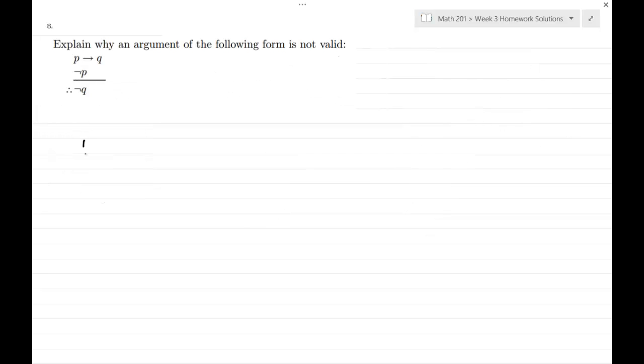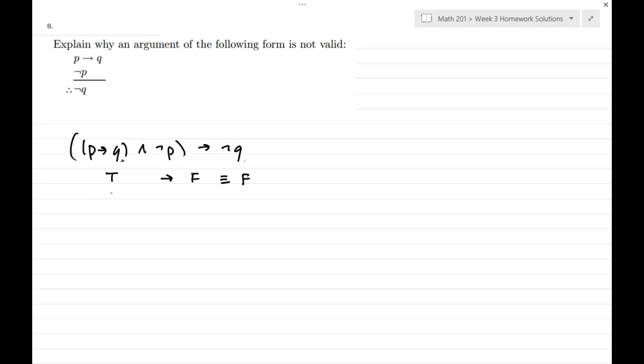It is not valid. I'm looking for a case when my premises are true, but my conclusion is false, because that's the only case when my implication would be false. So if it's not valid, true implies false is false. So I want to see if this happens. So I want to find truth values of P and Q that make this happen.